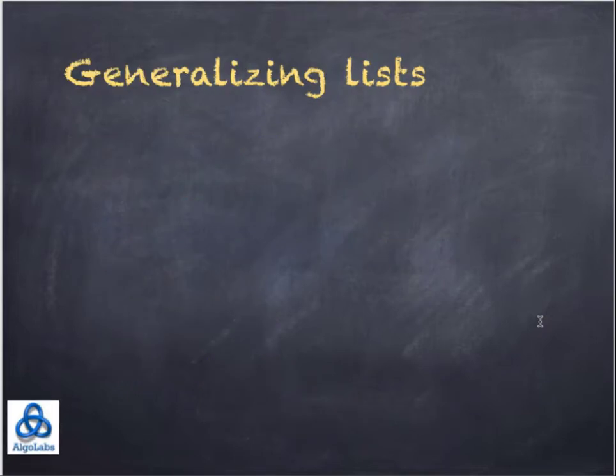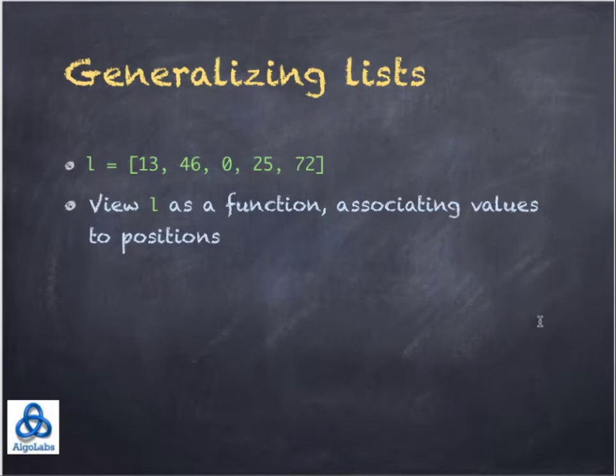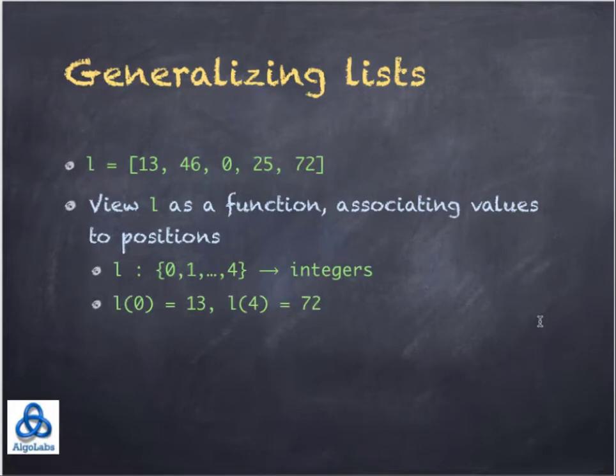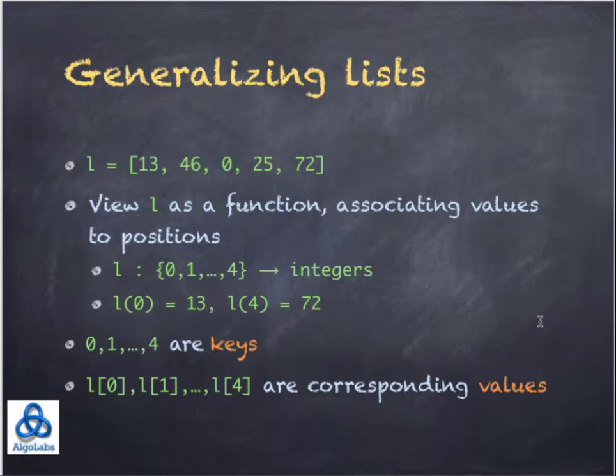So let's look at lists a little more carefully. When we have a list of this form, we can think of it as a function which assigns values to positions. So this is like saying that I have 5 positions numbered 0 to 4, and L actually tells me for each position what is the corresponding value. So L of 0 is 13, L of 1 is 46, L of 2 is 0, and so on. So another way of thinking about this is that 0 to 4 in this case are the arguments to the function, which we will call keys, and the corresponding values at these positions are given by the function L applied to the key.